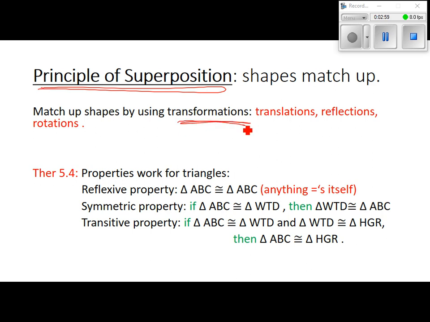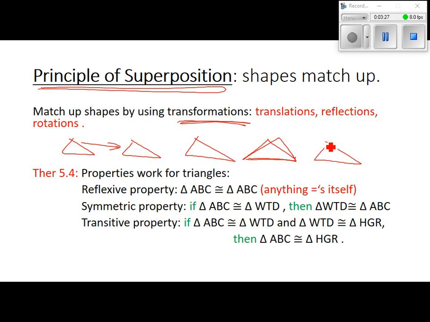Could be a slide, so I could take this triangle and match it up with this triangle by just sliding this one over on top of it. If I take this triangle and match it up to that triangle, then I might have to flip it over, a reflection. Or I take this triangle and match it up to some triangle maybe like this one, so I might have to rotate it around to get it to match up. You're just matching them up.